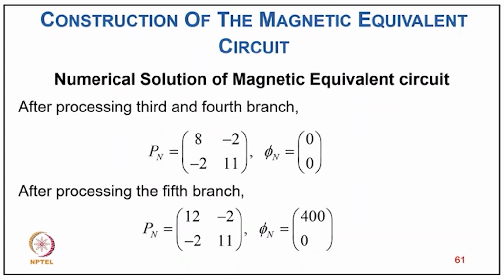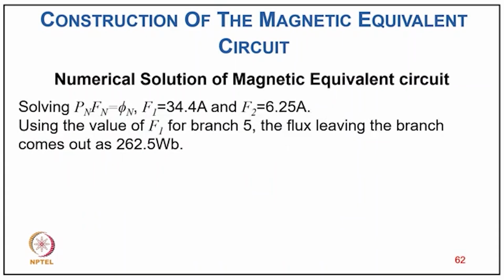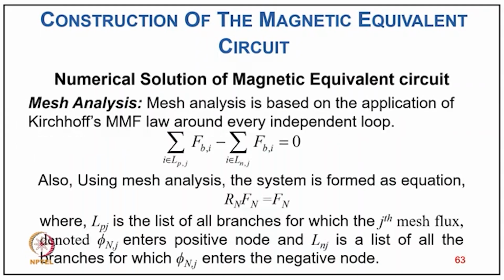And then after processing the third and fourth branches, we get Pn equal to 8, minus 2, 2, minus 2, and 11, phi n equal to 0. And after processing, we get Pn 12, minus 2, minus 2, 11, and phi n we get 400 and 0. So from this we can now find Pn Fn equal to phi n, and F1 equal to 34.4 ampere, and F2 equal to 6.25 ampere. So using the value of phi for branch 5, the flux leaving the branch comes out to 62.5 Weber.